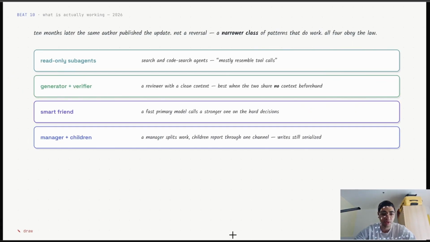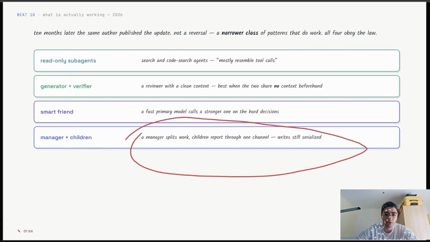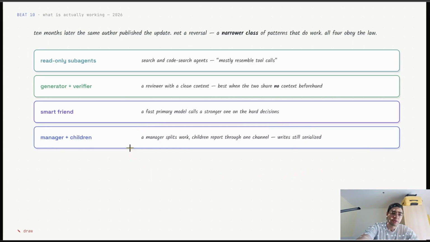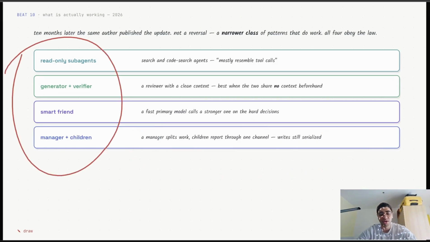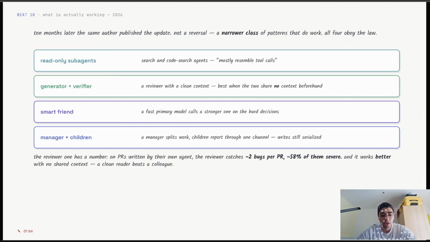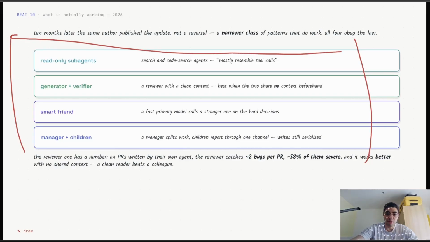And finally, you have a manager that splits work and reports through one channel, where basically you have the manager and children pattern. All of these patterns we have been talking about in our series, and this is coming from the paper from Cognition too. They were saying these are basically the main architectures that work for multi-agent systems.